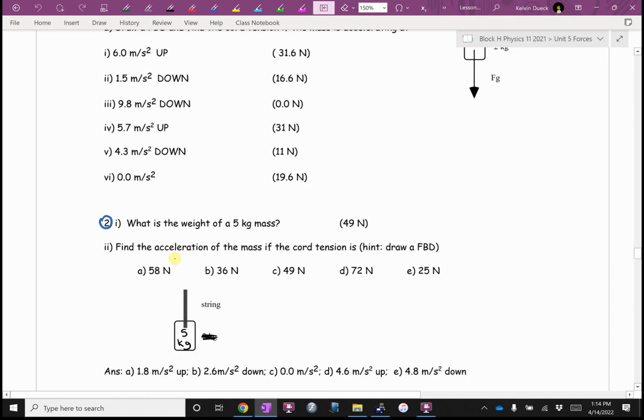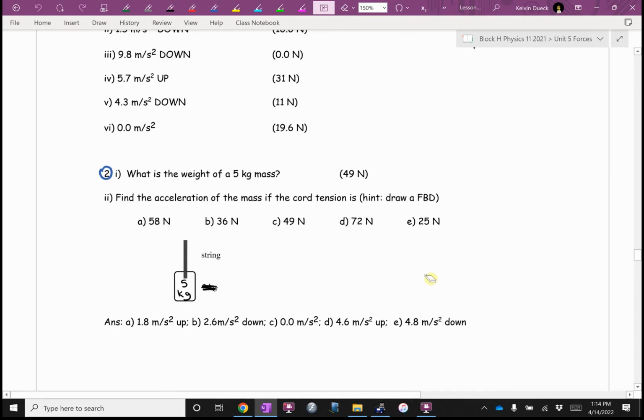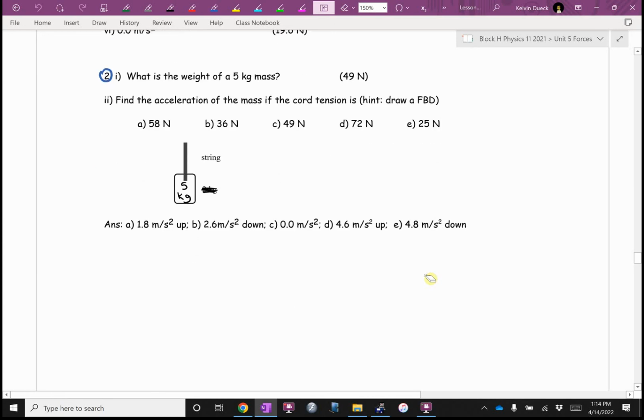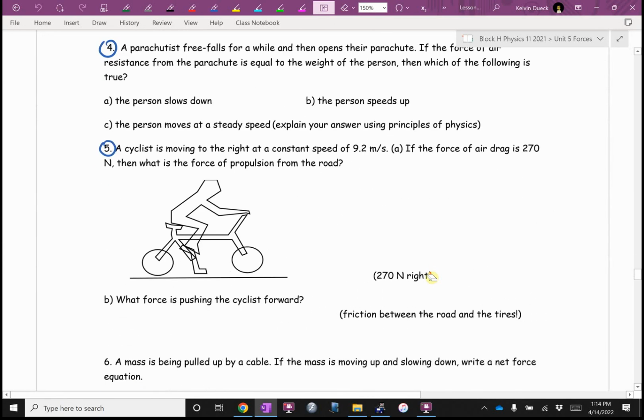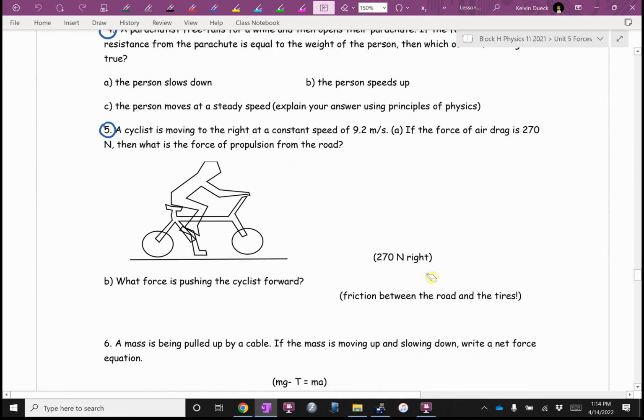Circle question number 2. In question number 2, I'm giving you the tension and saying, find the acceleration. It's a mini curveball because I haven't quite done one exactly blatantly like that. I'm curious to see if you can have the aha moment. You can skip number 3. Oh, there is no number 3? Funny. 4 and 5 is good.